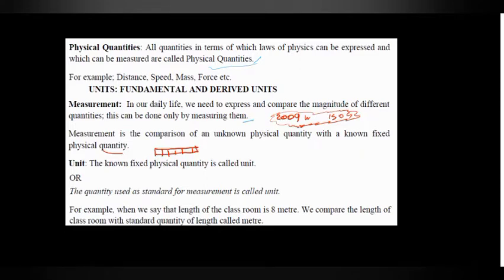Unit, a fixed physical quantity, but the real definition is what? The quantity used as a standard for measurement is called a unit. For example, we say that the length of a classroom is 8 meters. We compare the length of the classroom with the standard unit, even your height. So my height is 72 inches, and in terms of centimeters, it's 183 centimeters.